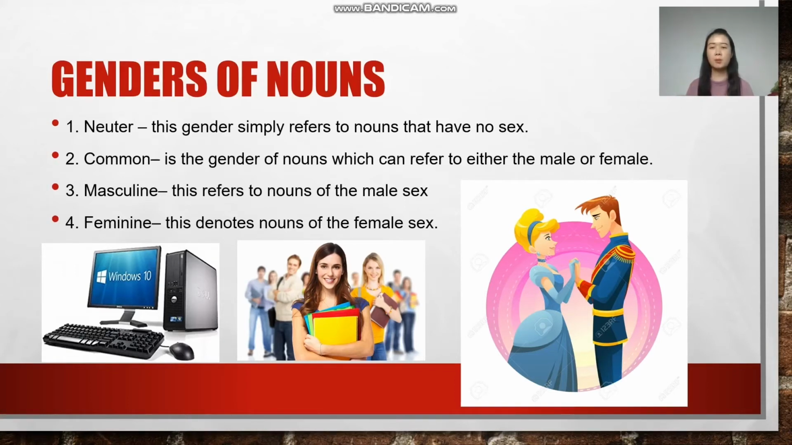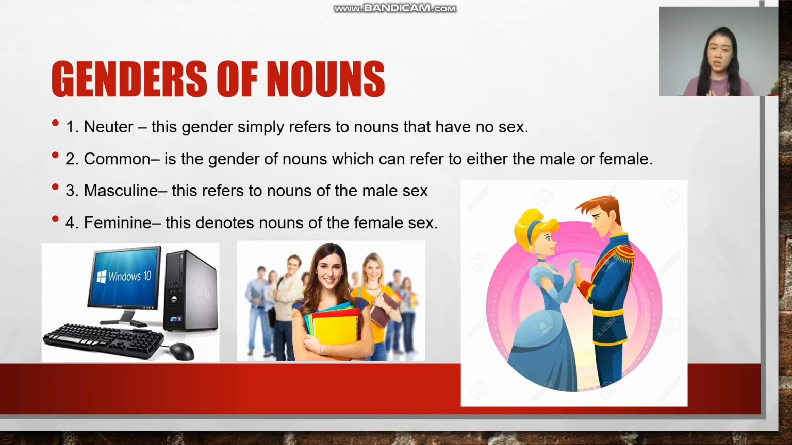In the example on the left, you can see the word computer. Because there is no need to tell the difference between the genders, we only have computer. We have the word neuter for those nouns without any sex. Number 2, common. If that noun is common, it means that the gender can refer either to the male or female. Like the word students, because the word students can be male students or female students.